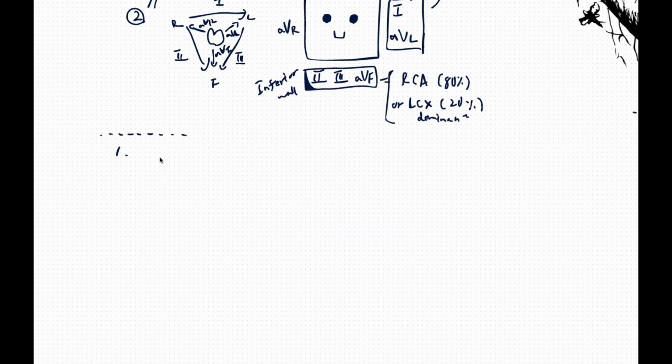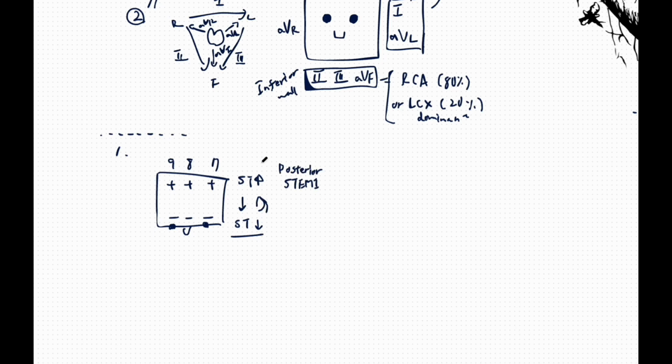Number one, reciprocal changes appear on the opposite side. If the posterior wall shows ST elevation, the anterior leads appear as ST depression. So if you see ST depression in the anterior leads, consider posterior MI and check V7 to 9. And the famous pattern is a tall R in V1 to V2, often seen in posterior MI. This is a key to find posterior MI from ECG.